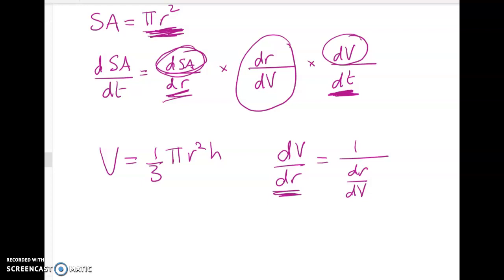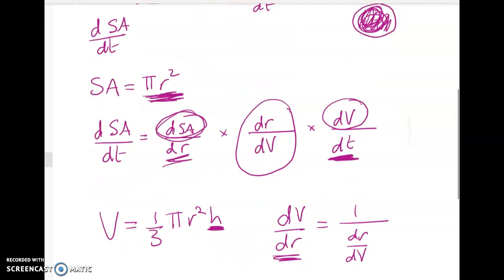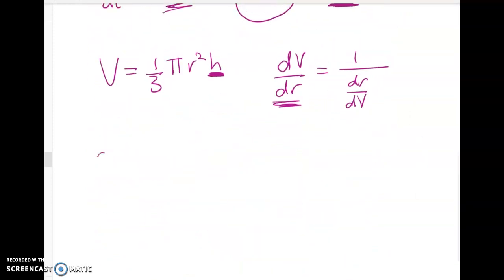And the key to it is to say that we have to have our expression in terms of one variable. So we don't want this h in here. But we've already seen by similar triangles that h and r are linked together in this relationship, right? So 200 over 80 is equal to h over r. So let's do something with that. 200 over 80 is equal to h over r, which means that h is equal to 5 over 2 r.